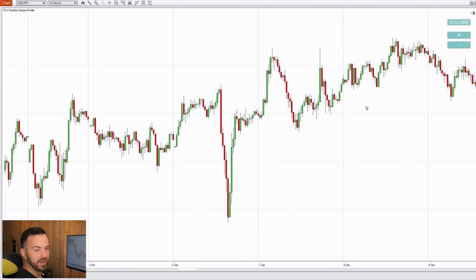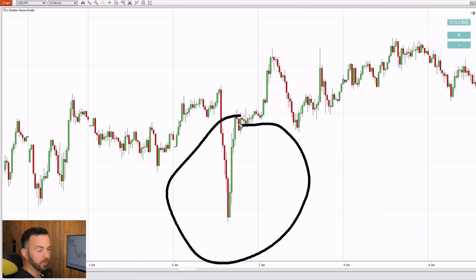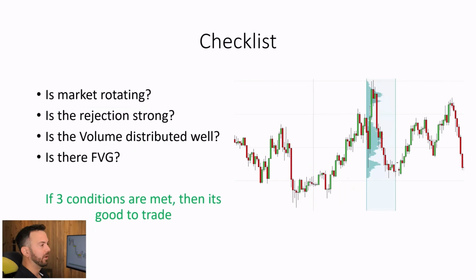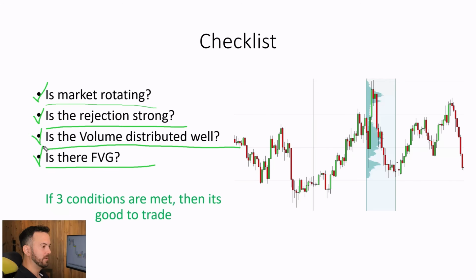So, as I was saying, I have a little checklist, and the goal of this checklist is to tell whether this is a good trading opportunity or not. In other words, is this a good support or resistance zone, or is this a trap. Here are all the 4 points. The first point is that the market should be rotating, right? First point on the checklist. Second point, the rejection needs to be strong. Third point, the volumes need to be distributed well. And the fourth point, there needs to be a fair value gap.